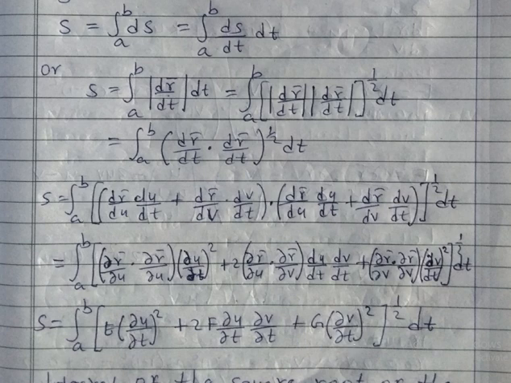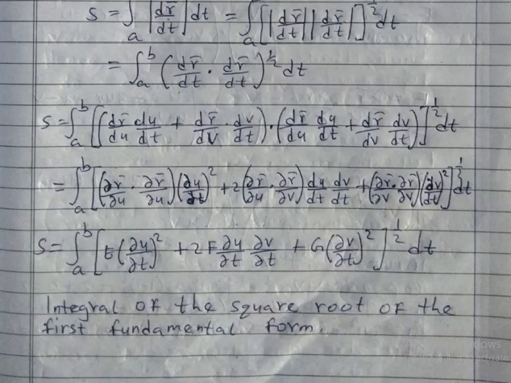And therefore we have been able to prove that s is the integral of the square root of E the square of du/dt plus twice F du/dt dv/dt plus G the square of dv/dt. So that is the arc length of a curve on the surface, where E, F and G are the first fundamental magnitudes of a surface. Let's now consider an example. We look at an example.